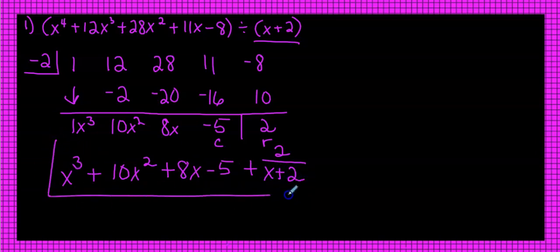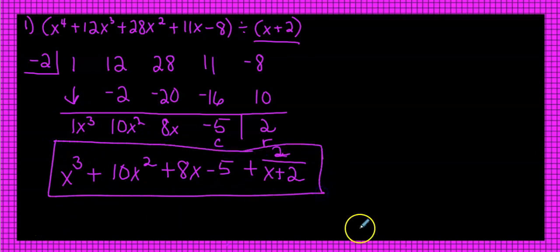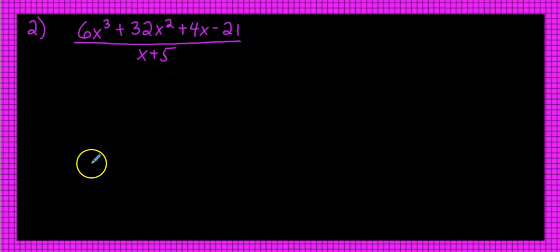using synthetic division. We could have used long division, but synthetic division is so much simpler. All right, moving on to number 2. Number 2 is written as a fraction, but we know a fraction bar means divide, and this is our divisor. This is our dividend. Let's look and see if we have all of our exponents.